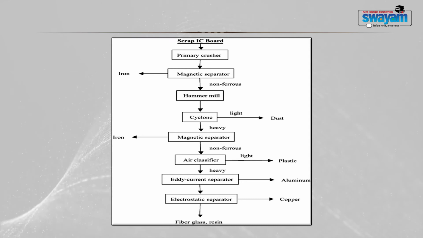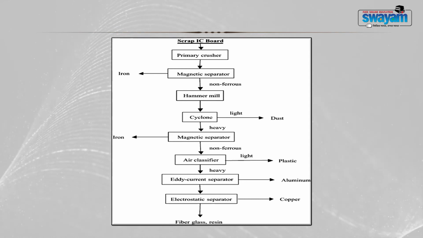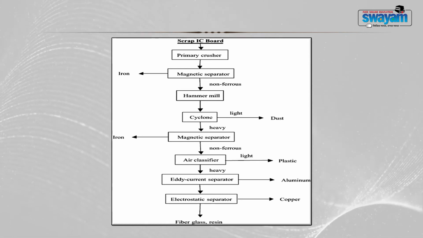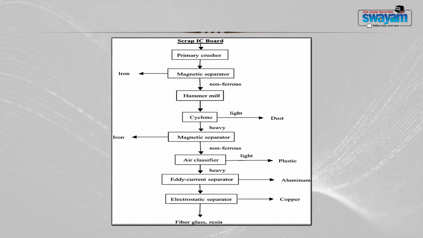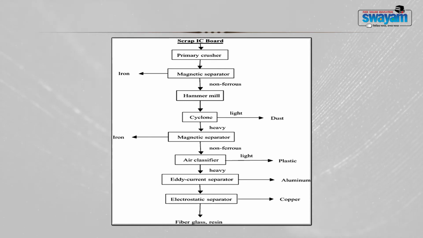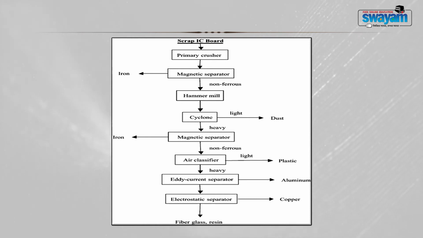Once again, after this air classifier, they will be subjected to an eddy current separator to separate out aluminum and other non-ferrous metals like copper. Finally, they will go to an electrostatic separator, where copper will be removed, and whatever is left out, that is the fiberglass or resin, will be further disposed of, or it can be used as a raw material. Now, another example in e-waste treatment or management is CRT tube recycling.